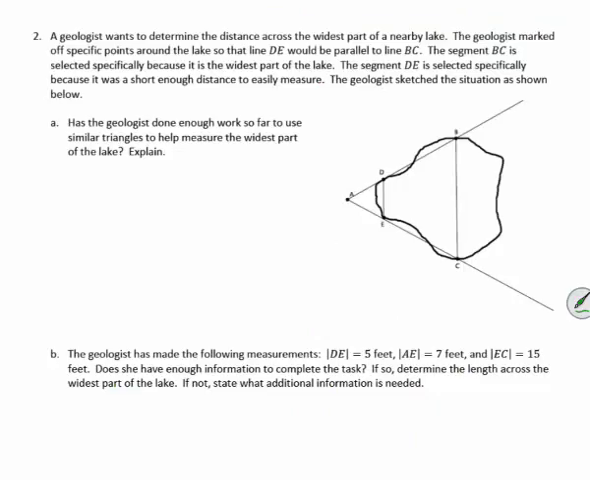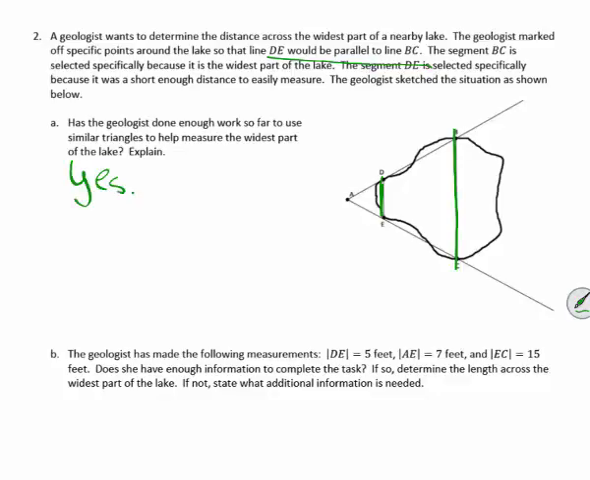So now what we have, all right, a geologist wants to determine the distance across the widest part of a nearby lake. The geologist marked off specific points around the lake so that DE would be parallel to BC. So those two lines are parallel. Okay. The segment DE is selected specifically because it was short enough to measure easily. The geologist sketched the situation as shown. Has the geologist done enough work so far to use similar triangles?